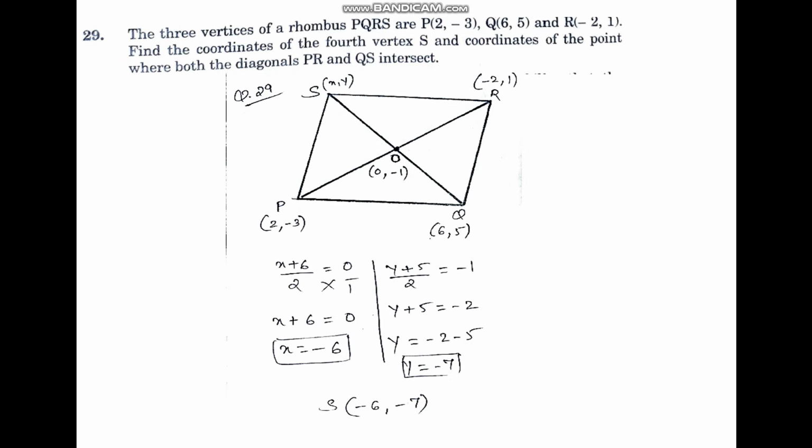So we know that the diagonals of a rhombus bisect each other. So for PR, the point O will act as the midpoint. So the coordinate of O will be (2 plus -2) by 2, that is 2 minus 2, 0, and (-3 plus 1), that is -2 by 2, that is -1.